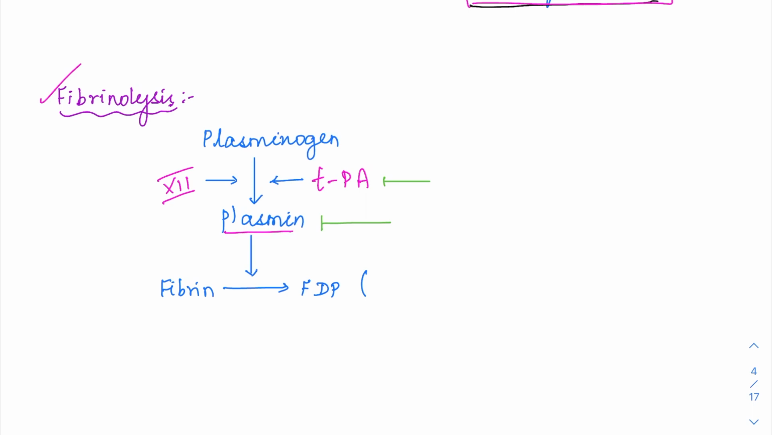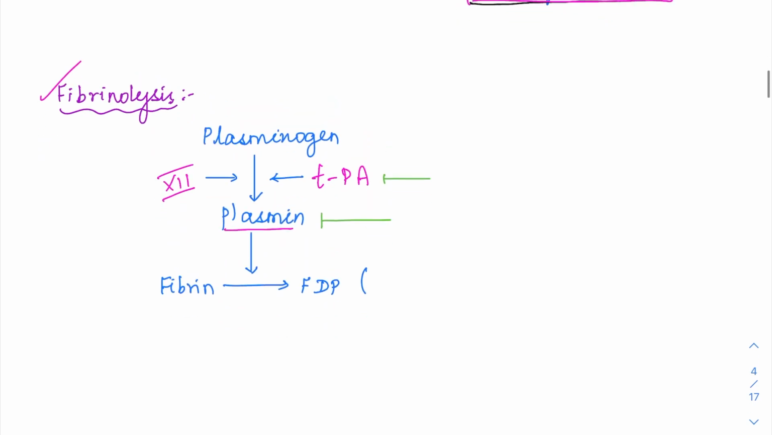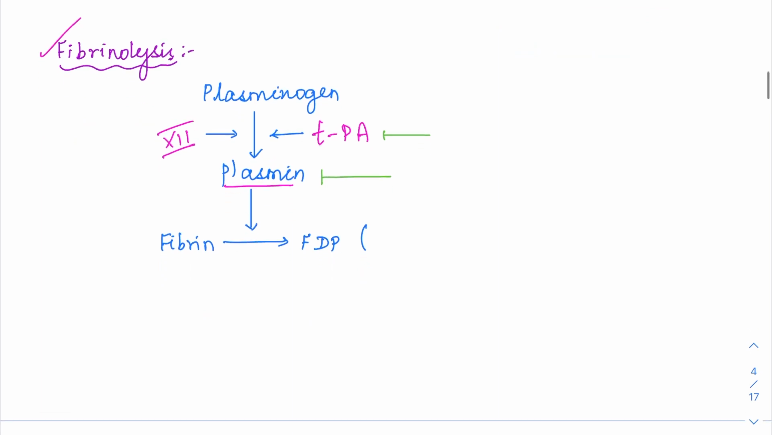And this plasmin will act on this formed fibrin clot, and then it will degrade it into fibrin degradation products. Examples of fibrin degradation products are D-dimer, and along with that, it can also act on the fibrinogen, producing fibrinogen degradation products as well. So fibrin and fibrinogen degradation products along with D-dimers are produced by the action of plasmin.